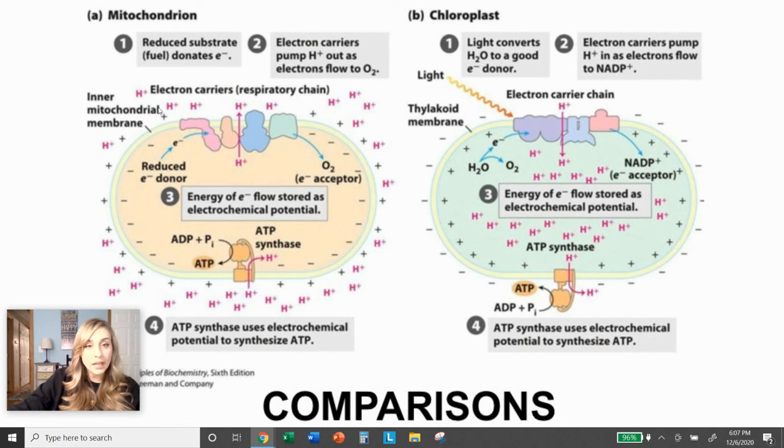But that gradient that we're building up is outside of the central space, whereas in chloroplast, we were pumping hydrogens into the chloroplast. So ATP synthase was taking those hydrogens and pumping them out to form ATP out of the membrane. So same processes, just how they use that chemiosmotic difference is opposite. This one, we're pumping hydrogens into the space. This one, we're pumping hydrogens out. But same type of components.